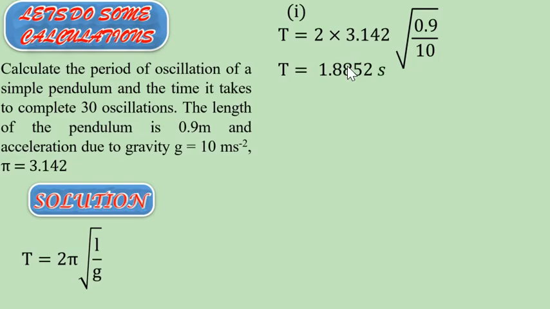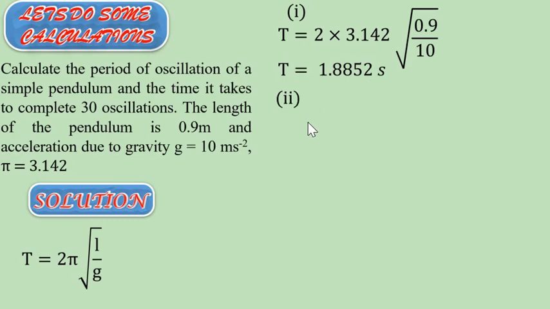What's the unit of period of oscillation? Seconds. So now the full mark here will be 1 for the formula, 2 for the correct substitution into the formula, 3 for the answer with correct unit. If your unit is wrong, you will lose the marks. So now we go to number 2.